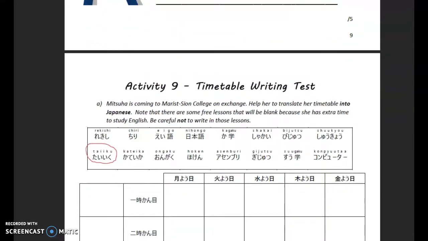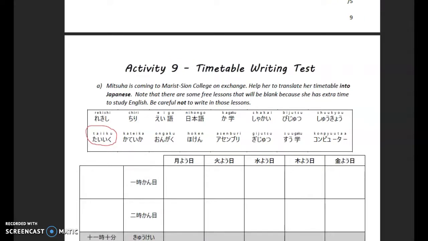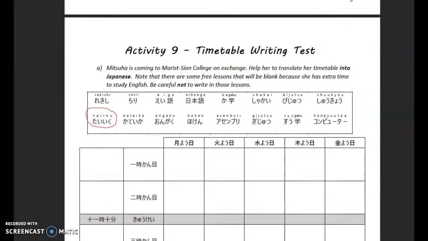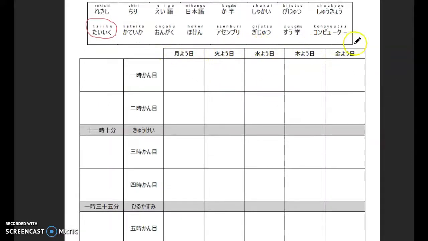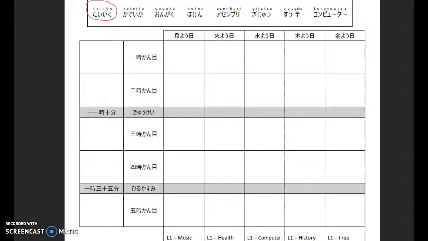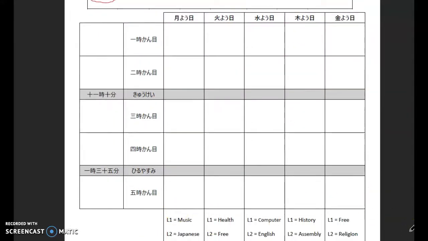Next, Activity 9. Hopefully your teacher pauses it and you are ready to do that. Once you're done, Activity 9: Mitsuha is coming to Mara Scion College on exchange. Help her to translate her timetable into Japanese. Note that there are some free lessons that will be blank because she has extra time to study English. Be careful not to write in those lessons. This is the blank timetable with Monday, Tuesday, Wednesday, Thursday, Friday along the top, and then lessons 1, 2, 3, 4, 5 along the vertical axis, and right below we have the lessons.